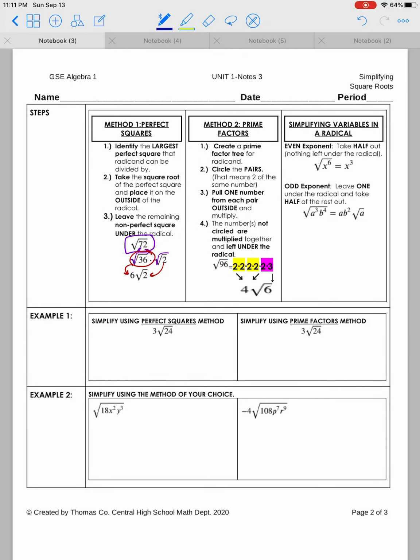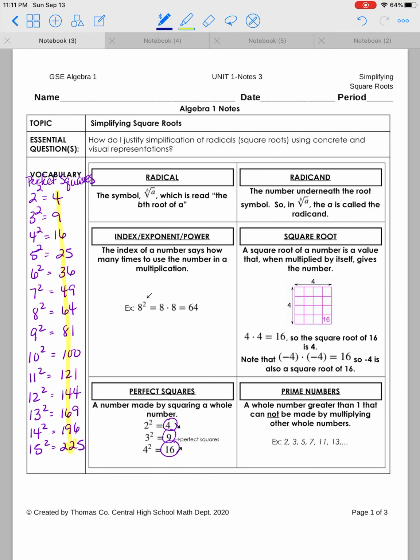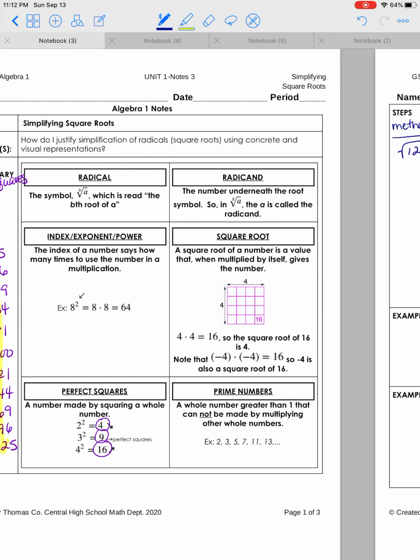Okay, so really quick, let's look at another one together. Over here, we're going to do method 1 together. Let's just do the square root of 12. If I go back over to my list here in yellow, is 12 a perfect square? No, it is not. So I need to look at these numbers marked in yellow, and I want the biggest number that will divide into 12. Well, I know that the only one that works is 4.